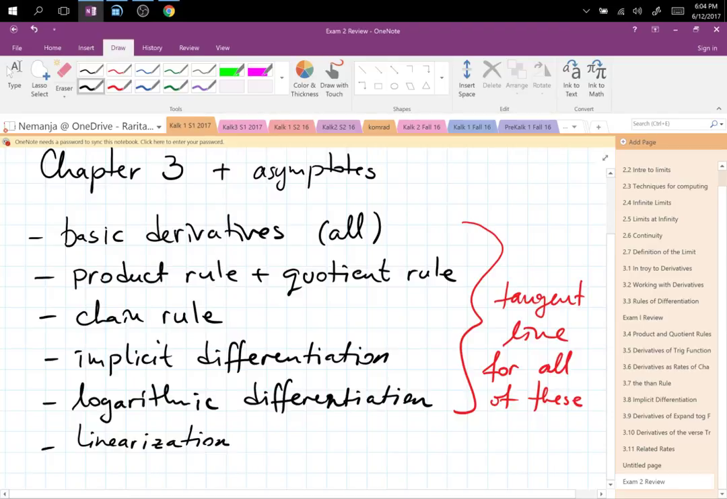Wait, did we have linearization? Nah, that's in chapter 4. Oops. All right. Yeah, that's in chapter 4.